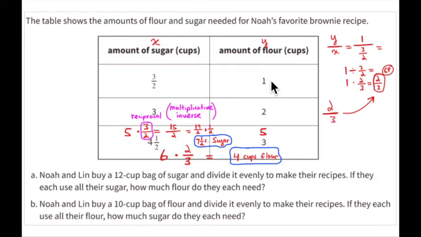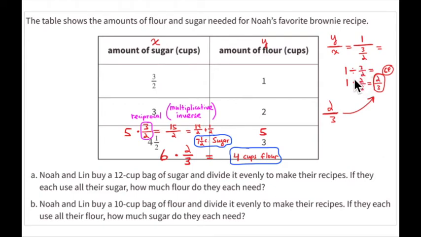And then you can check that by using the first row. So if you take the value of y, the number of cups of flour, divided by the number of cups of sugar, that's y divided by 3/2. So you better get 2/3, because that's the constant of proportionality. So y divided by 3/2, which is the number of cups of flour divided by the number of cups of sugar, is 1 divided by 3/2.